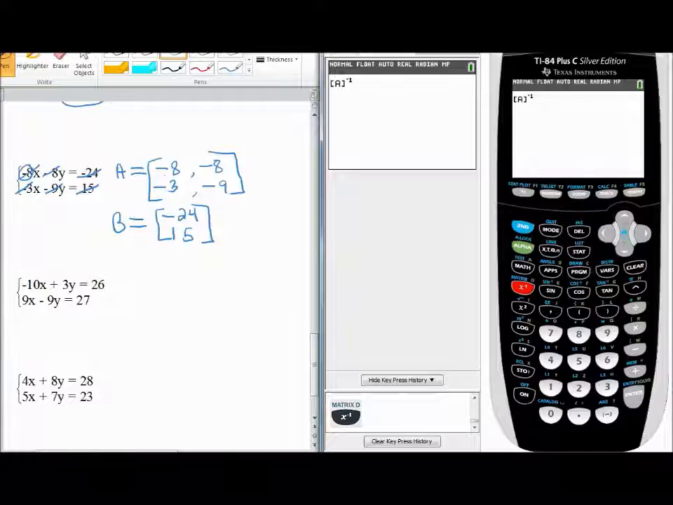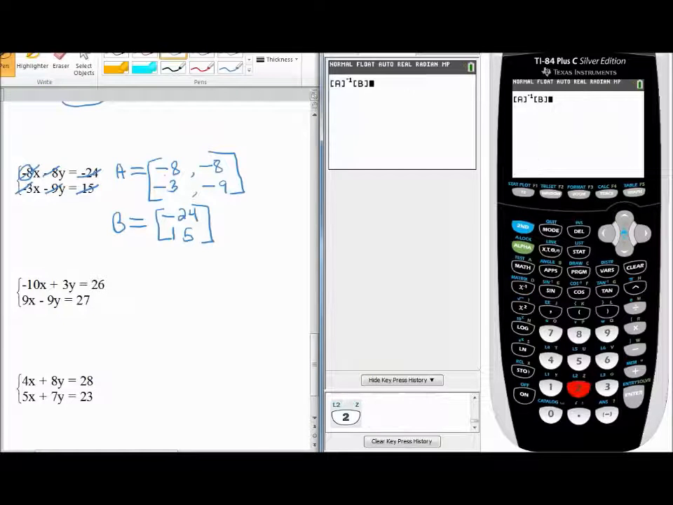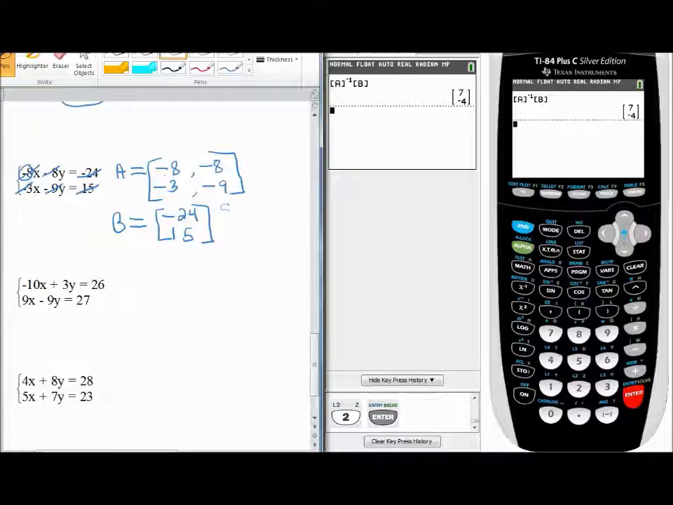Sorry. Let me go ahead and get this information back in real quick. Okay. So now I'll hit second again. And this time I need letter B. So that's number 2. I have matrix B. And if I hit enter, my solution is 7, negative 4. 7, negative 4.